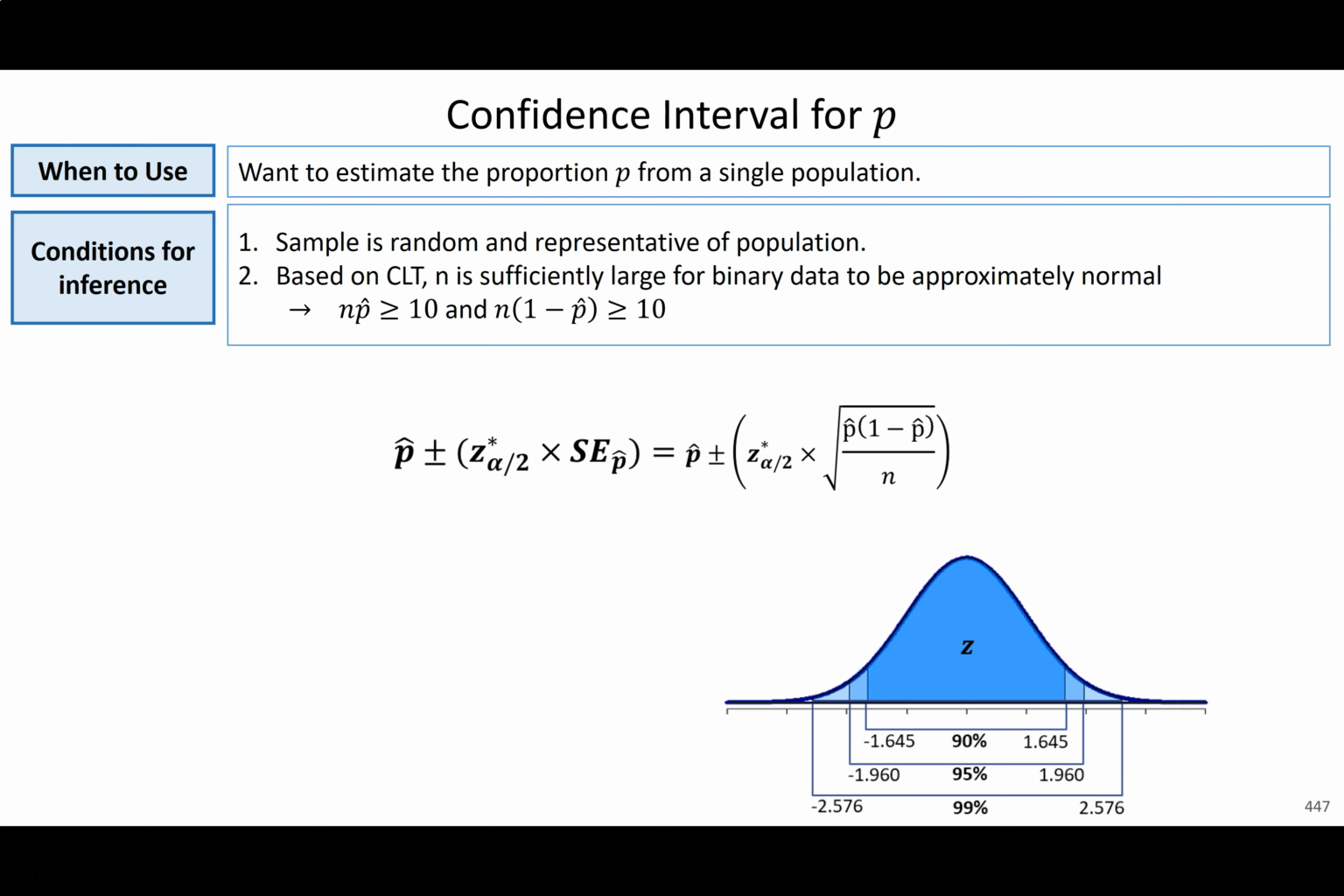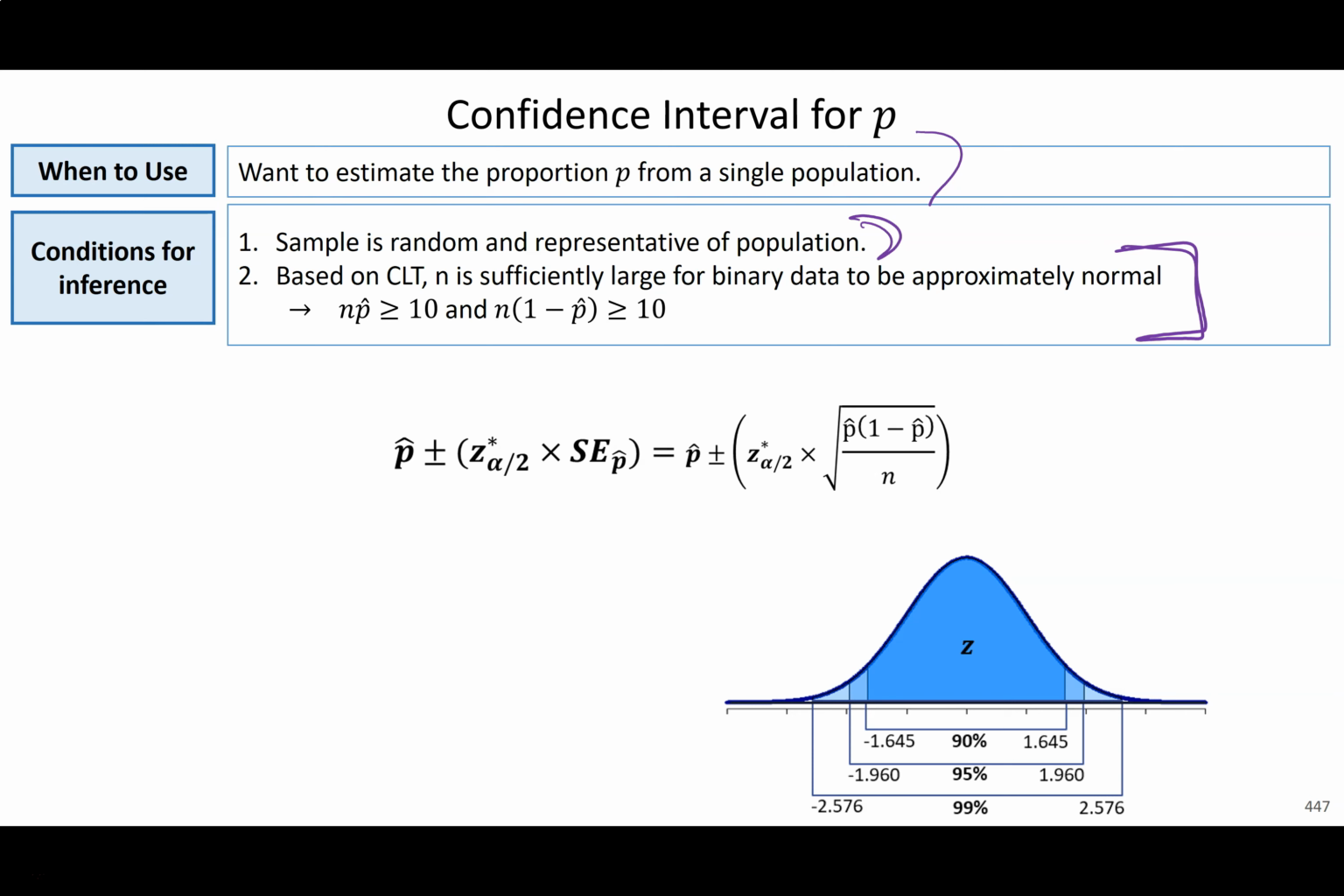So here, confidence interval for P. So this is when we want to estimate the proportion, the population proportion P from a single population. So it is important that we still have a representative sample. Typically, we're going to do this by having a random sample. It is possible to have a representative sample if it's not random. It is harder. So then what changes up here, notice we have 2 conditions here.